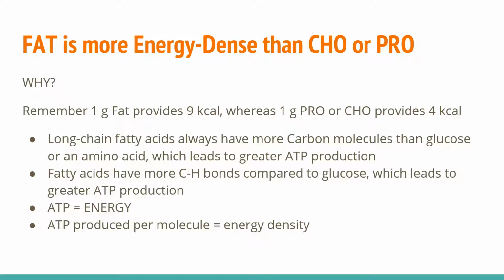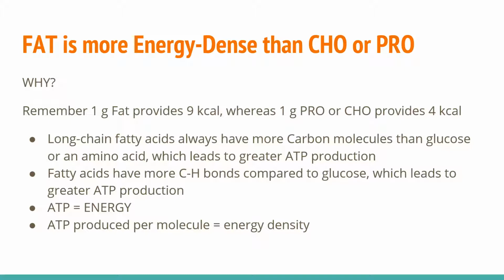And then I just want to review why we say that fat is more energy dense than carbohydrate or protein. So remember that 1 gram of fat provides 9 calories, whereas 1 gram of protein or 1 gram of carbohydrate provides only 4 calories. So why is that? Now we know when we have 1 glucose molecule, we only have 6 carbons. That means we can only make 2 acetyl-CoA molecules. If we have even a 12 carbon fatty acid chain, we can make 6 acetyl-CoA molecules.